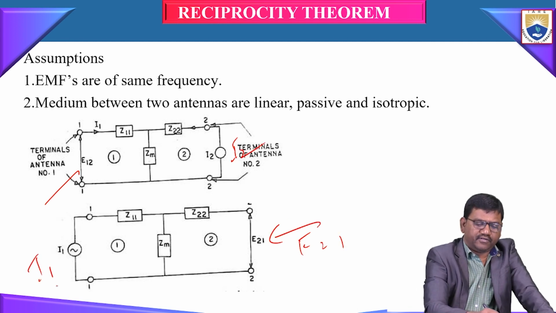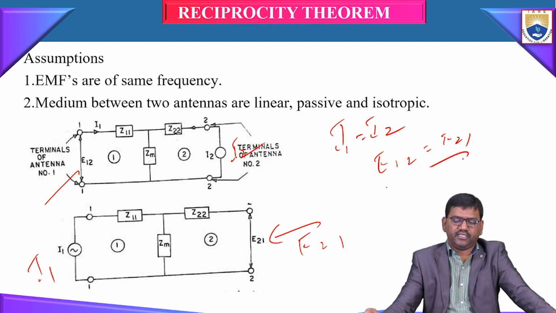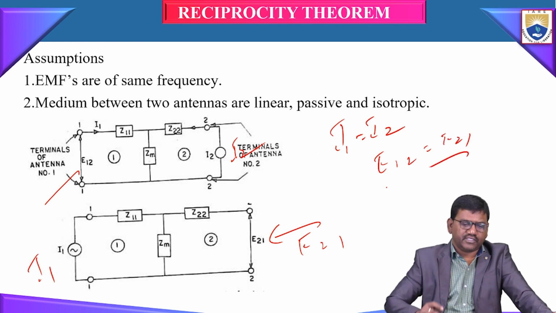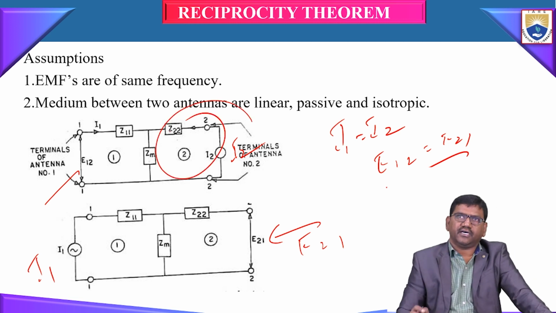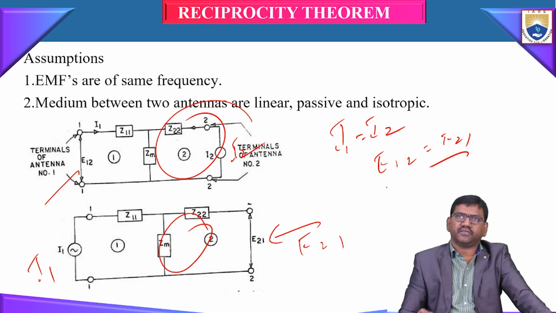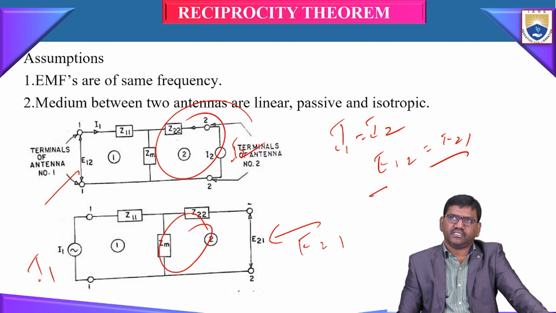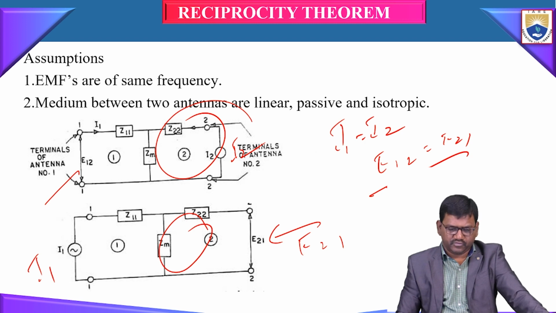We are going to measure I1 here. So we need to prove that I1 is equal to I2, provided E12 is equal to E21. First we shall write the Kirchhoff's mesh law for this network, and for the other network also we'll write the Kirchhoff's mesh law, and we'll try to prove that I1 is equal to I2 provided E12 is equal to E21.